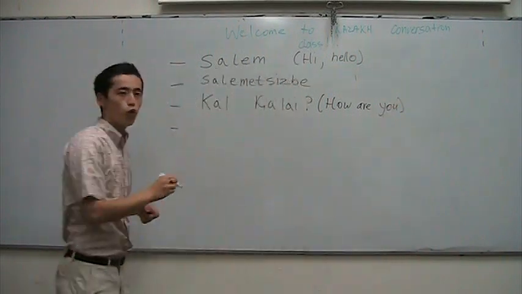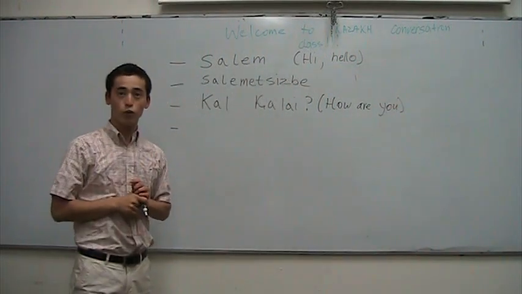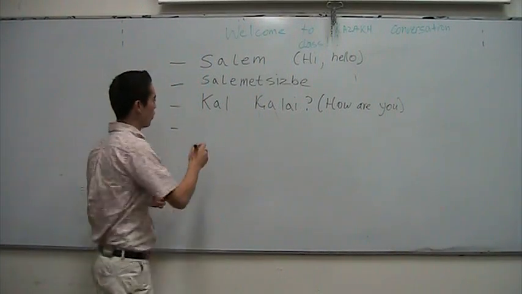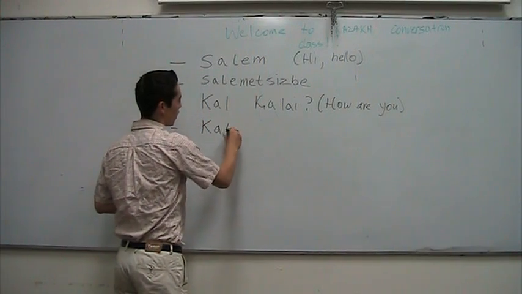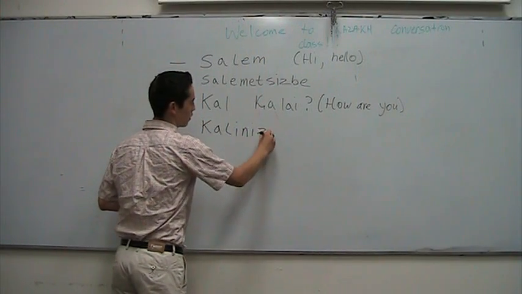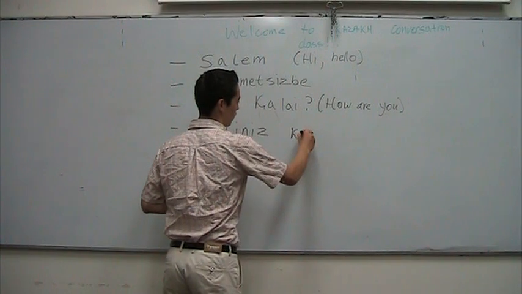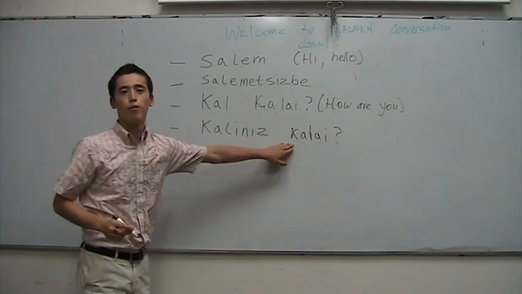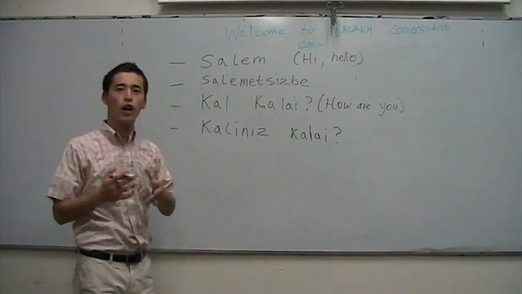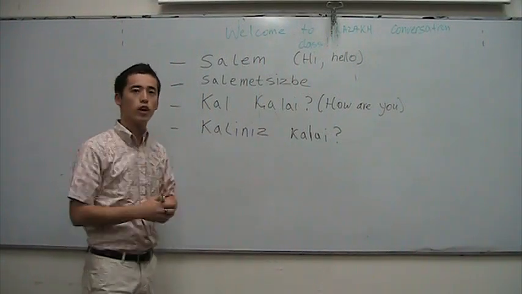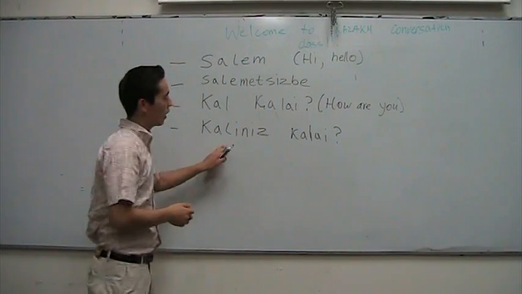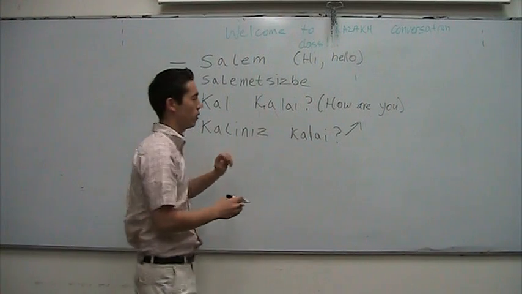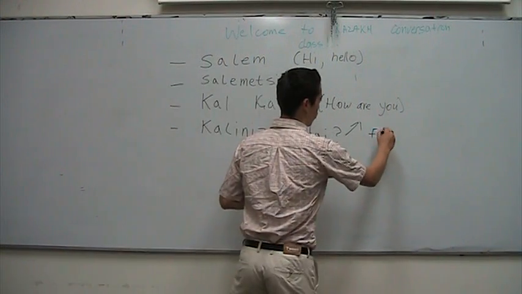Let's learn now the formal way of saying how are you to an older person or a person whom you're not acquainted with. The way we say it is kalinis kalai. The word kalai means how. Kalinis is like how is your business, so how's your life going. So kalinis kalai is basically the same thing, like how are you, but the formal way of saying it.